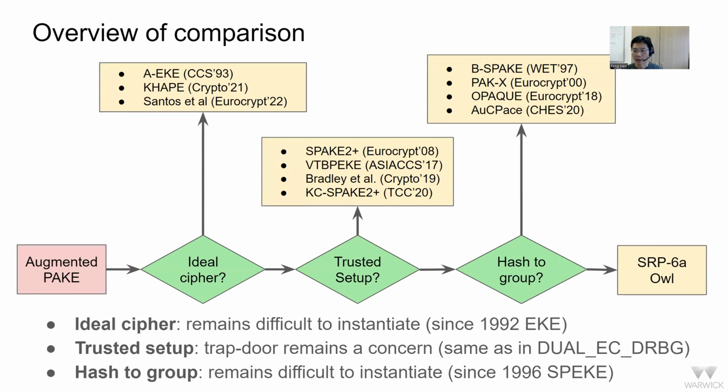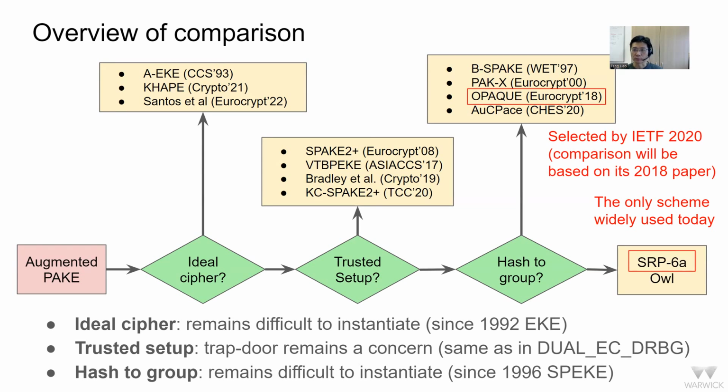Next, we look at comparison. So this is another view to look at the classification of different PAKE designs. So far, SRP-6a is the only scheme that has been widely used. And you can see why. SRP doesn't require any ideal cipher, doesn't require trusted setup, and also doesn't require a hashed group. Despite the various limitations with SRP-6a, at least the protocol is fully defined. So anyone who looks at the protocol can implement it. This contributes to the wide implementation and use of this protocol.